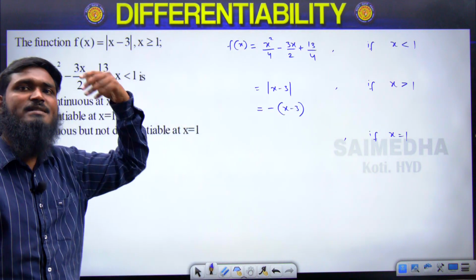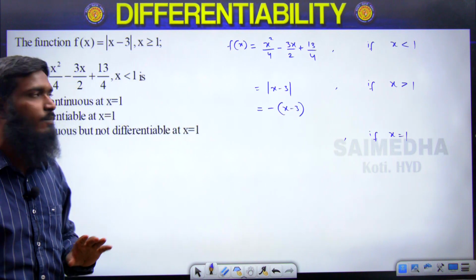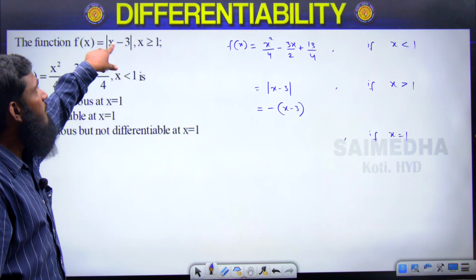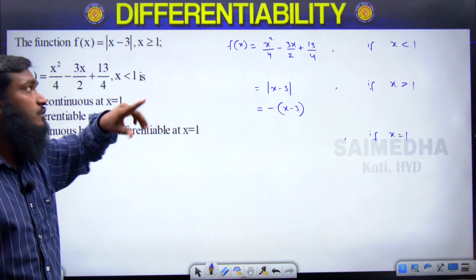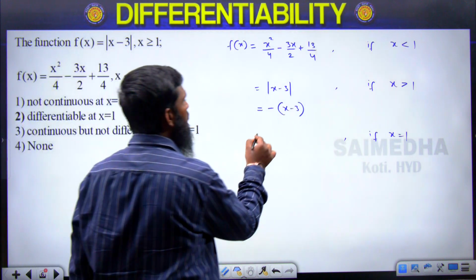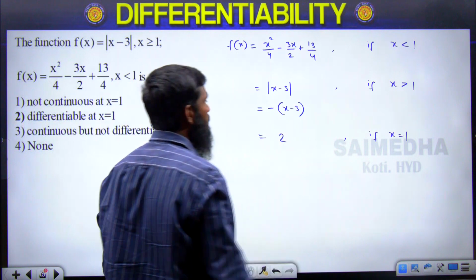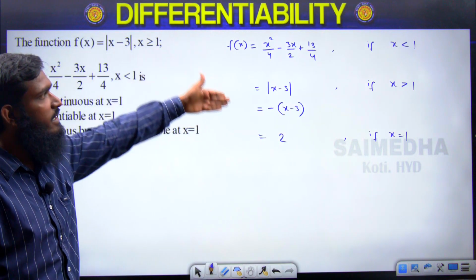X is equal to 1 means directly we have to substitute that x value as 1. So if you are substituting 1 over here, 1 minus 3 will become what? Minus 2. Mod of minus 2 will become what? 2. Mod of minus 2 is equal to 2. So these are the three conditions we are having.